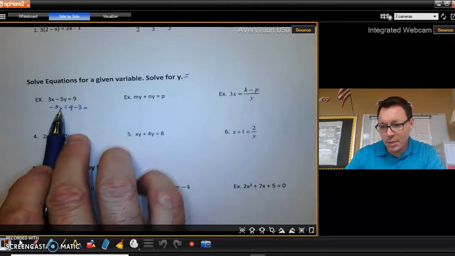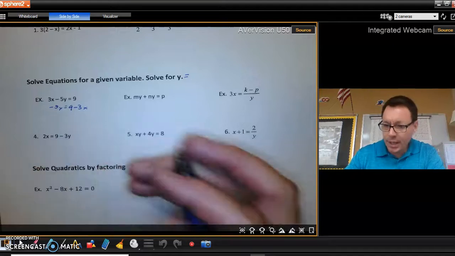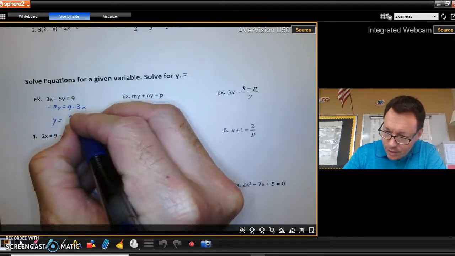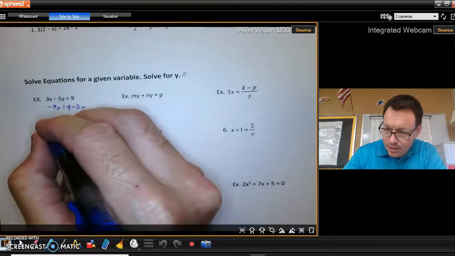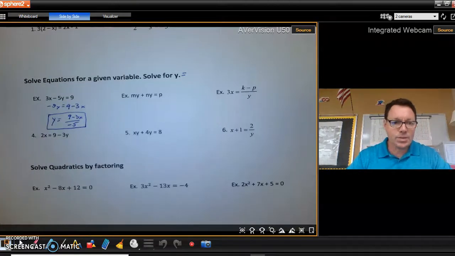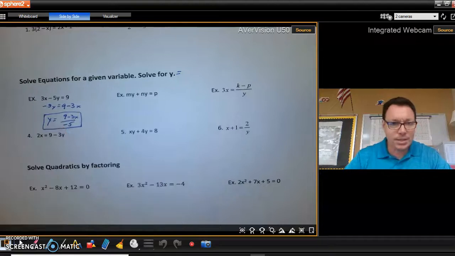Okay, so this is what I've got now. The y is almost by itself. It's got this negative 5 multiplying it. So we're just going to divide everything by negative 5, and that's good. We're just going to stop right there. There's different ways to write that answer. You can bring the negative out front, but there's nothing wrong with that answer right there.